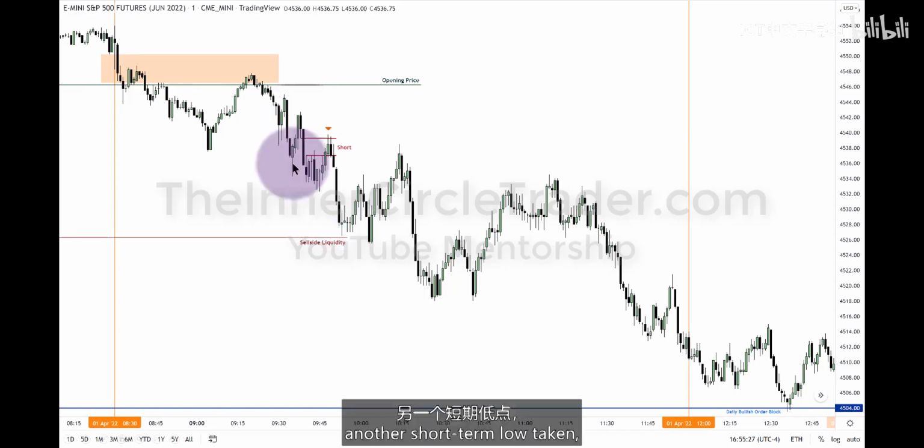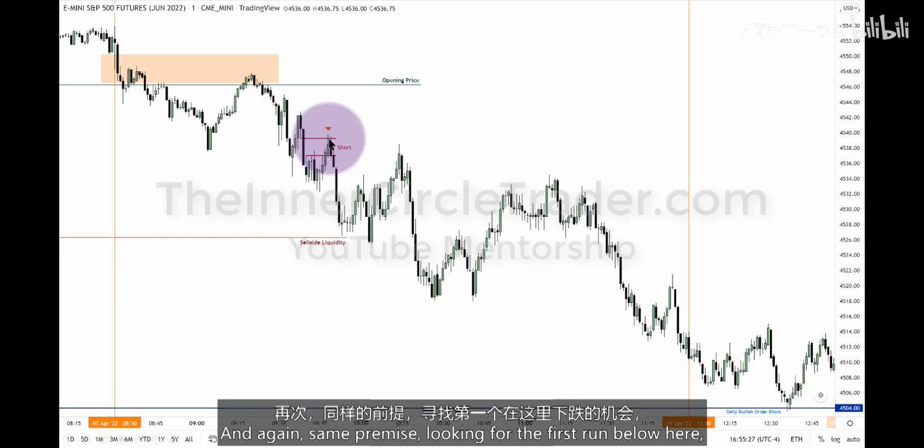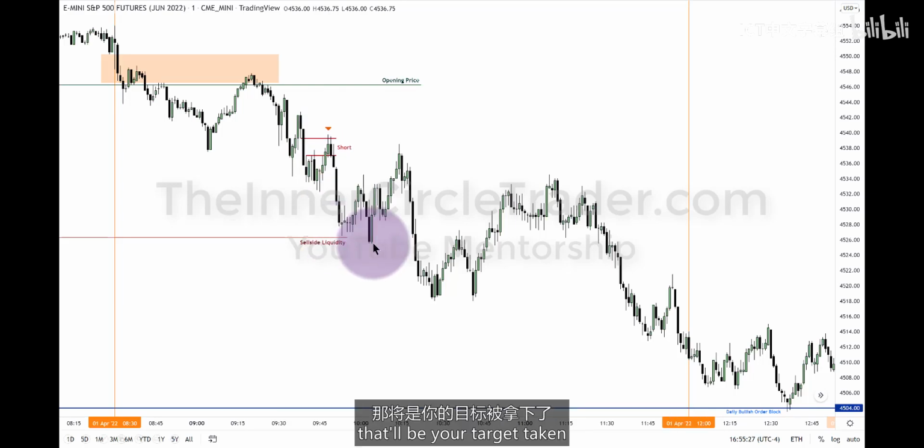Next one is here. Another short-term low taken. Fair value gap there. We trade back up into it. That's a short. You can go short here. And again, same premise, looking for the first run below here. That'll be your target. Taken there.